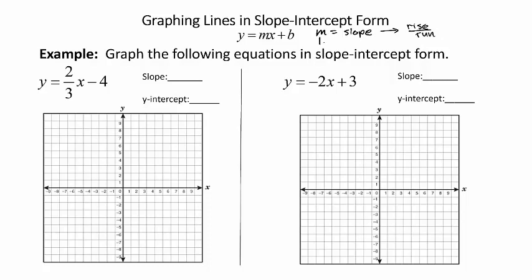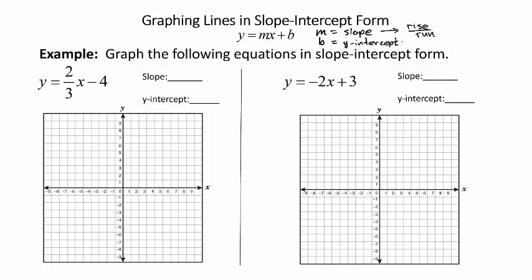And then what's b? Remember what b is? b is the y-intercept, right? So appropriately named slope-intercept form, y-intercept. Okay, all right, so with those things in mind, we're being asked to graph the following equations in slope-intercept form.